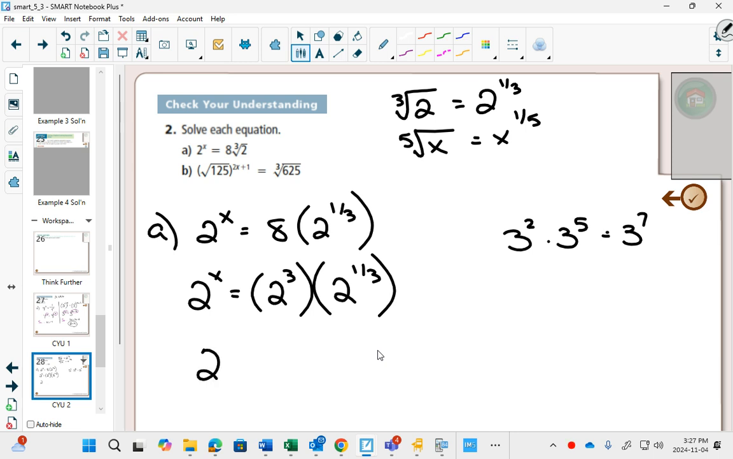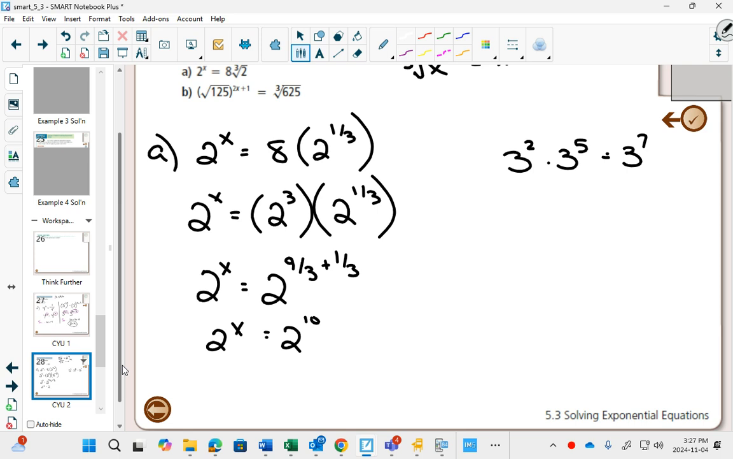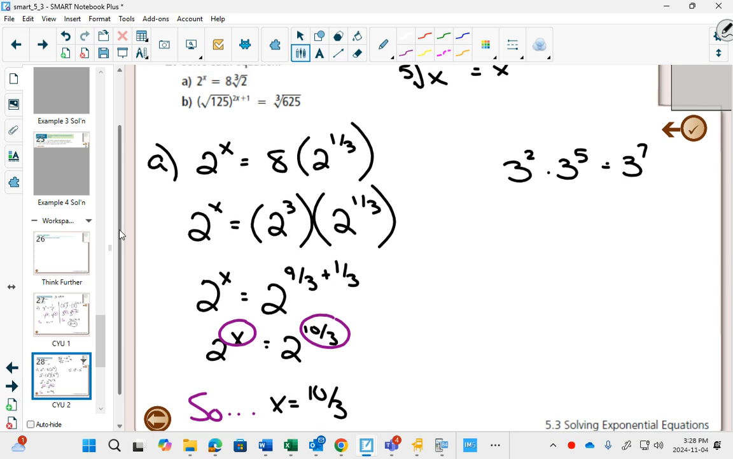So I need to add the exponents here. How do you add fractions? Need a common denominator. Are you okay with this 9/3 plus 1/3? Which gives me 2 to the 10/3. And now finally I've got the same base, so x would have to equal 10/3.